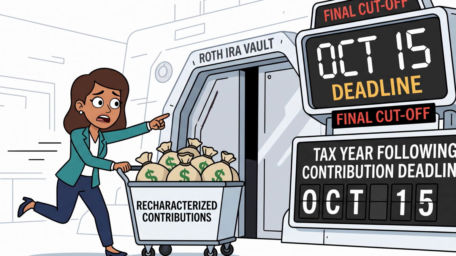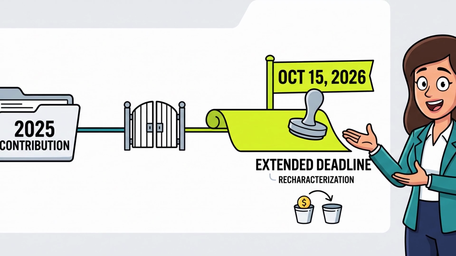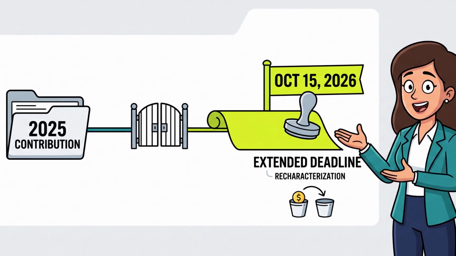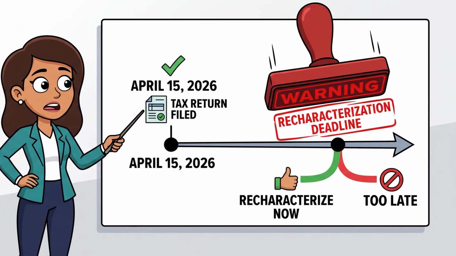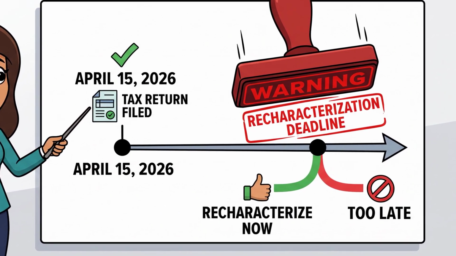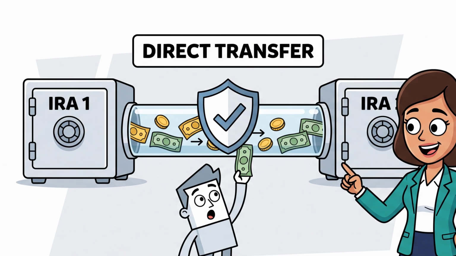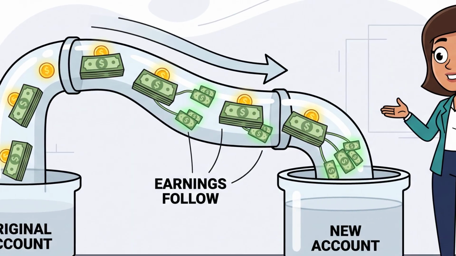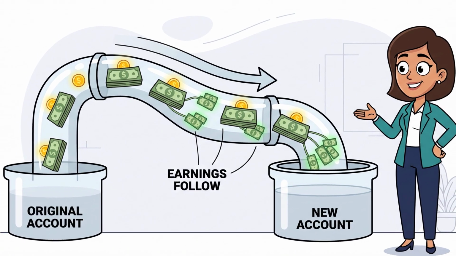The deadline is October 15th of the year following the tax year for which the contribution was made. For a 2025 contribution, the recharacterization deadline is October 15th, 2026. This extended deadline is available if you filed your tax return by April 15th, 2026, or obtained an extension. The recharacterization must be done as a direct trustee-to-trustee transfer. The money moves from one IRA to the other without passing through your hands. Any earnings or losses on the contribution since the original contribution date follow the money to the new account.